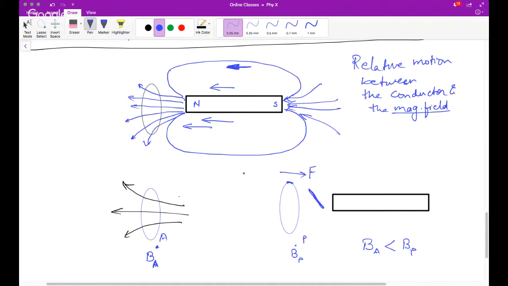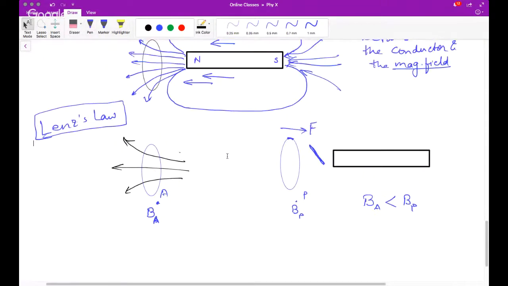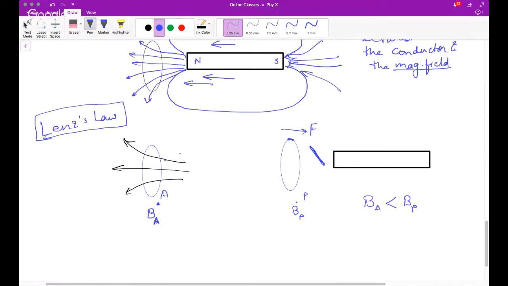So hence, here we will be using Lenz's law. And what is that? Now, in this case, what's happening is as you are moving the ring towards the magnet, more and more lines are cutting the magnetic field. More and more lines are cutting the magnetic field, isn't it? So as you are moving towards the magnet, more and more lines are cutting the magnetic field.